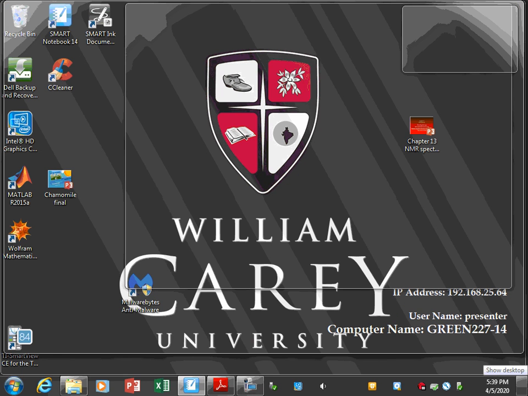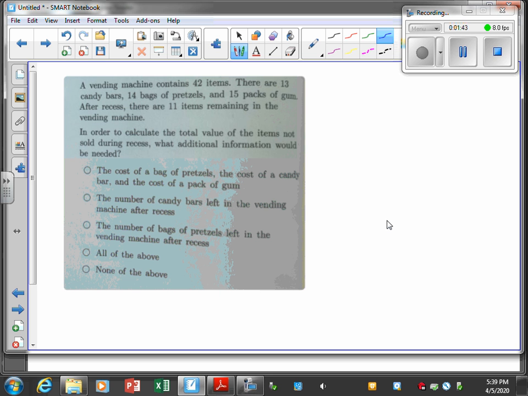Alright, a vending machine contains 42 items: 13 candy bars, 14 pretzels, 15 packs of gum. After recess, there are 11 items remaining. In order to calculate the total value of the items not sold during recess, what additional information will be needed?